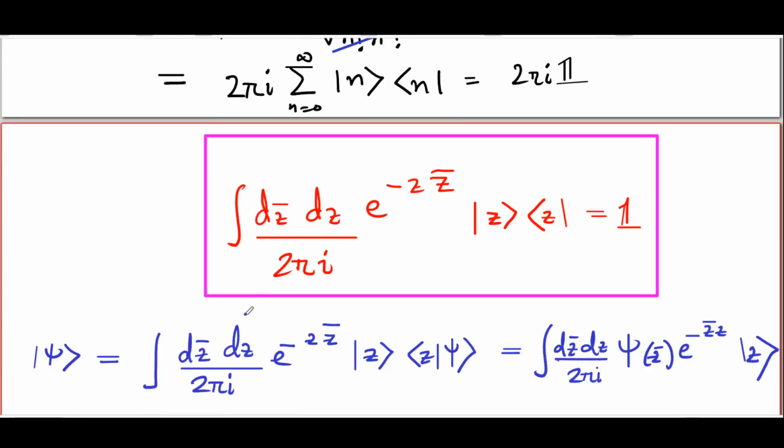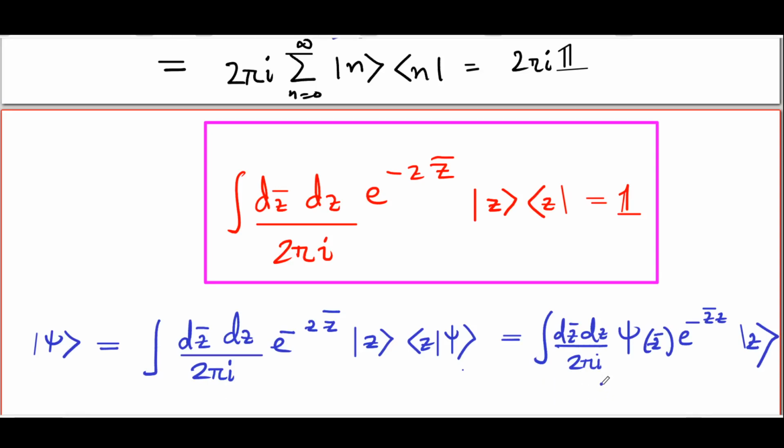The ket psi will be simply the identity, this quantity, applied on the ket psi. And because this thing we have already called psi of z bar, what we end up with is the ket psi can be written down in terms of psi of z bar times e to the minus z bar z. This is an extra factor that the normalization demands, multiplied by ket z and summed up over all possible values of the complex parameter z.